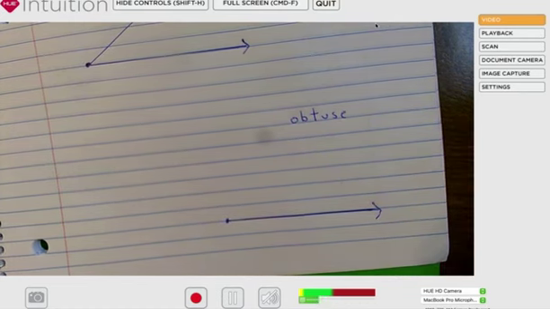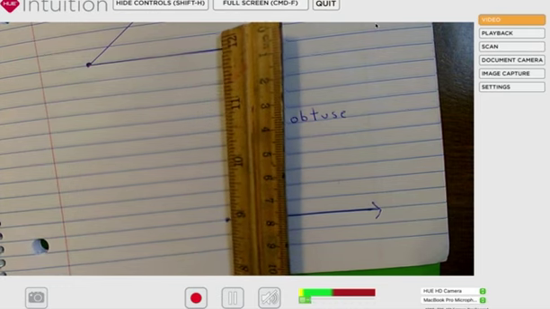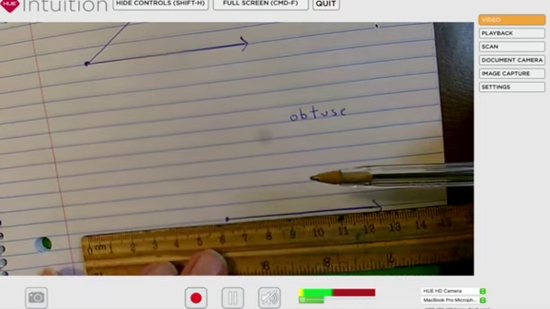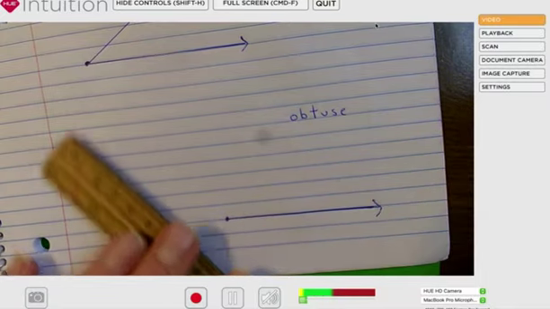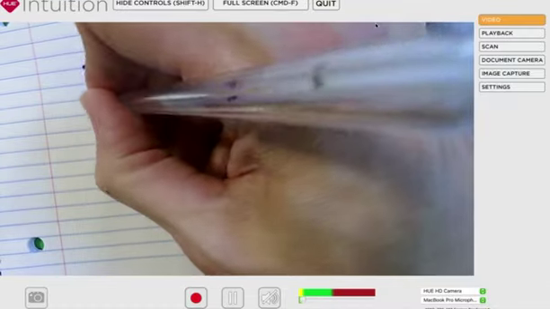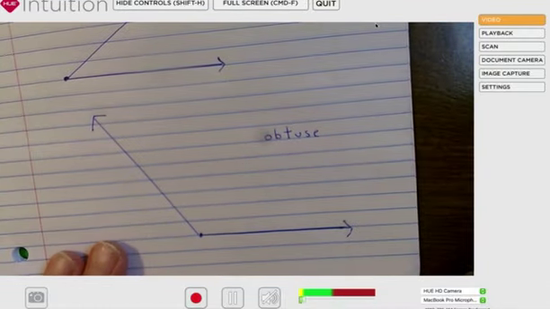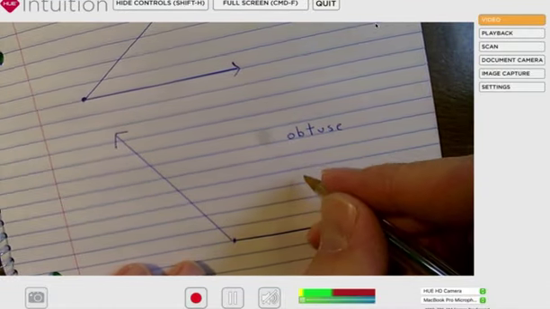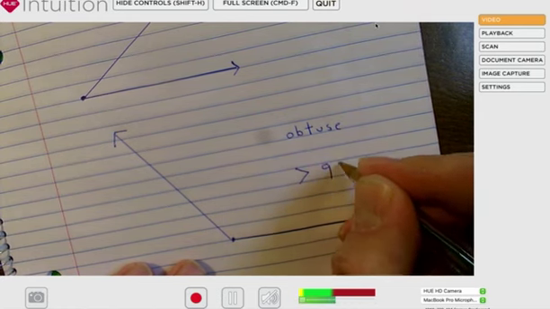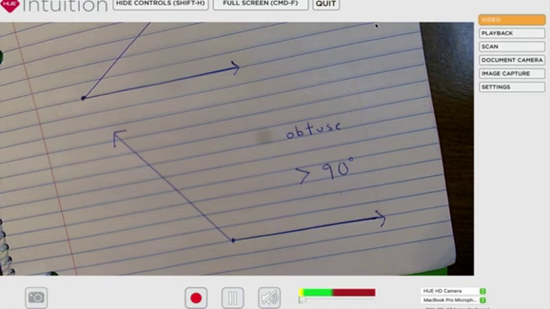Anything in between this, which is a right angle, and this, which is actually called a straight angle, works. We don't want to go all the way there. So I'll go right here. And this is an obtuse angle, greater than 90.